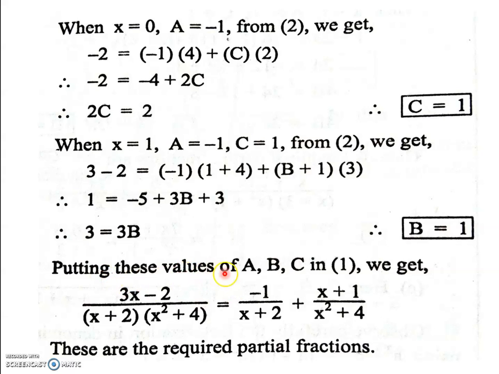Now we have to put all the values of a, b and c in equation 1. So 3x minus 2 upon x plus 2, x square plus 4 is equal to minus 1 upon x plus 2 plus. Here, what is the value of b? We derived just 1. So, 1 into x plus, what is the value of c? 1. So, that's why x square plus 4. These are the required partial fractions.